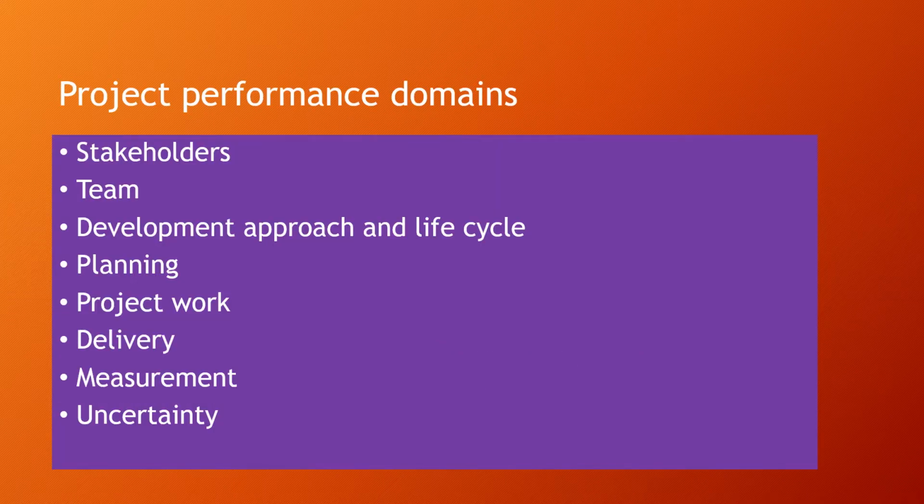See, these are the 8 performance domains discussed in the PMBOK 7th edition, right? What are the 8 performance domains? As displayed here: stakeholders, team performance domain, development approach or development life cycle domain, planning domain, project work execution domain, delivery domain, measurement, and dealing with uncertainty. These are the 8 domains discussed in PMBOK 7th edition as part of the PMBOK guide actually.